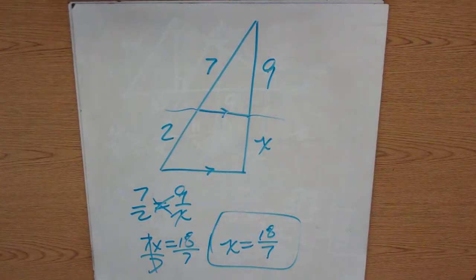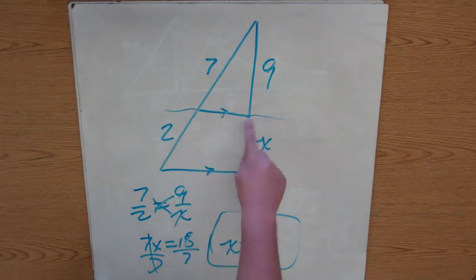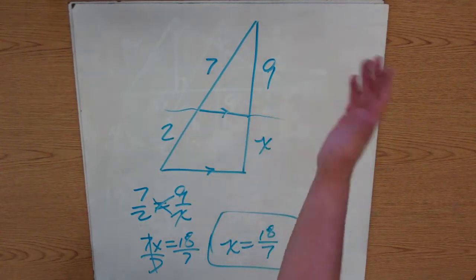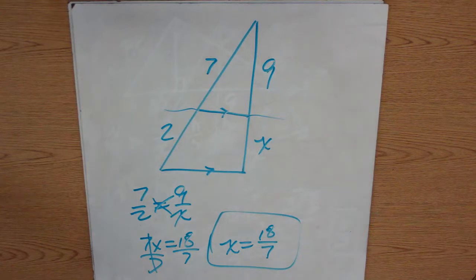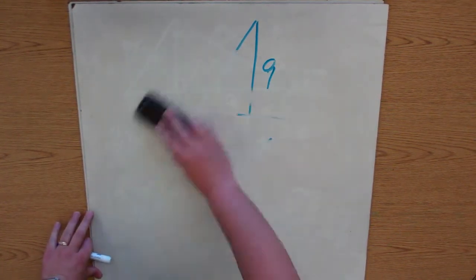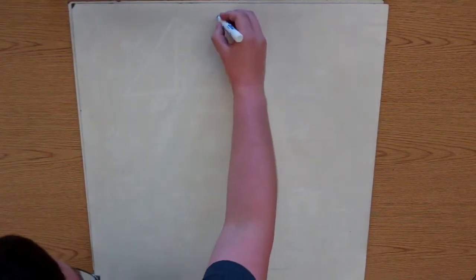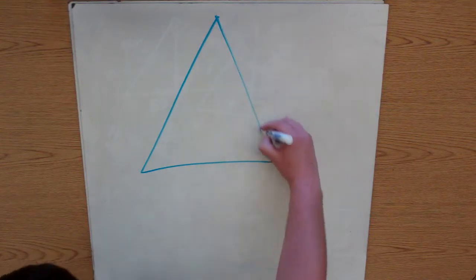You can make that into a decimal if you want. It's 2 point something, but I'm going to leave it as the fraction. All right, so that's all you do there. When you have your parallel lines, just extend the middle line out, and your proportions are already set up for you. Isn't that wonderful? All right. 13. We got to find x and y now. All right, so here we go.